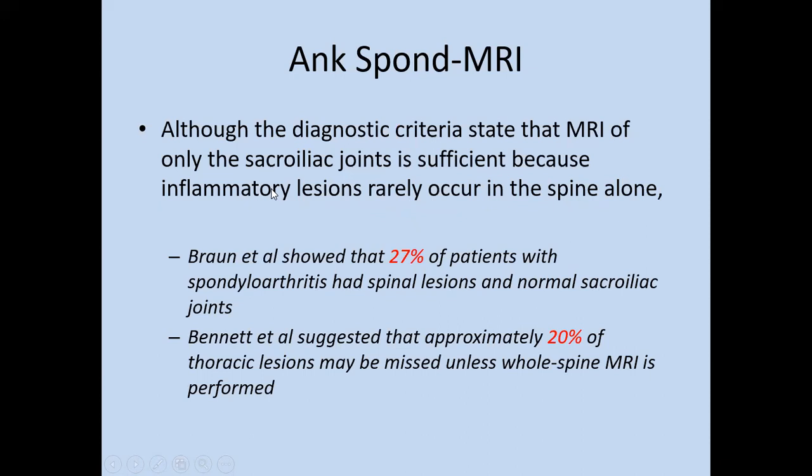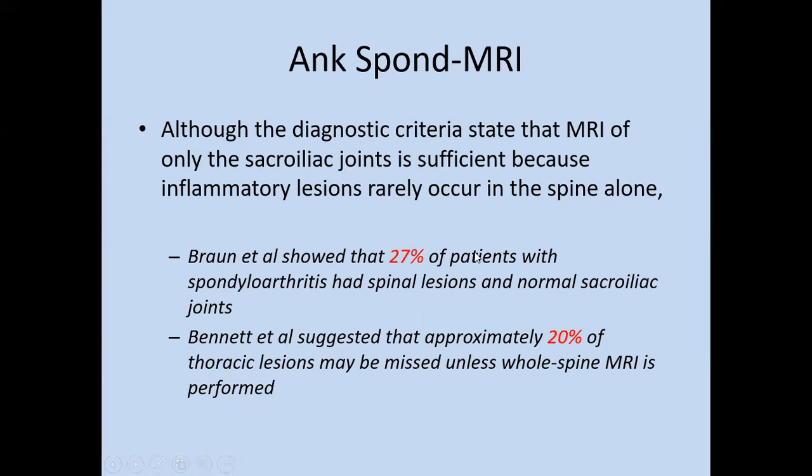Studies have looked at the disease distribution. Is the disease more in the sacroiliac joints than the spine, or vice versa? A study by Braun et al. found that 27% of patients with spondyloarthropathy may have disease in the spine with normal sacroiliac joints.